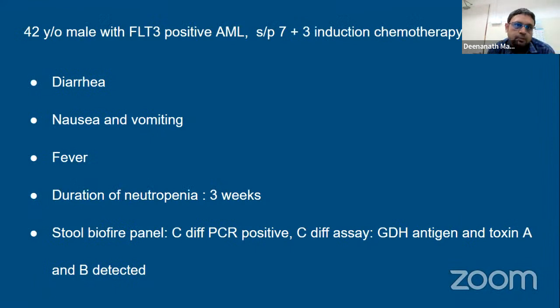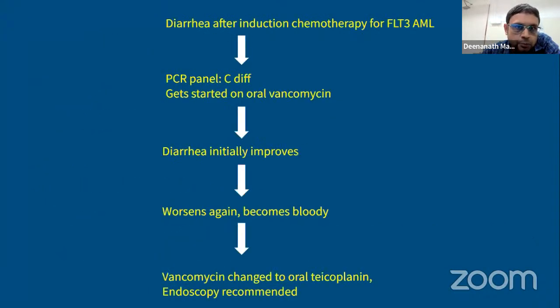We will switch the type of transplant, so we'll go over to a BMT case now. This was a 42-year-old gentleman with FLT3 positive AML who was status post his induction chemo, and then he underwent a transplant. And then, after his transplant, he comes to us with diarrhea, nausea, vomiting. I think I'll skip to this part.